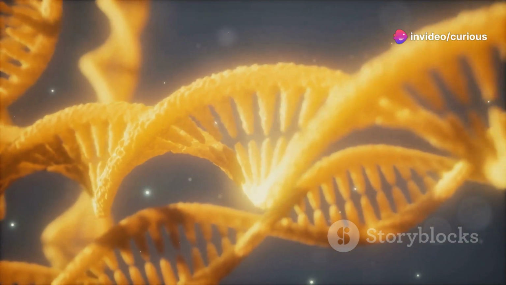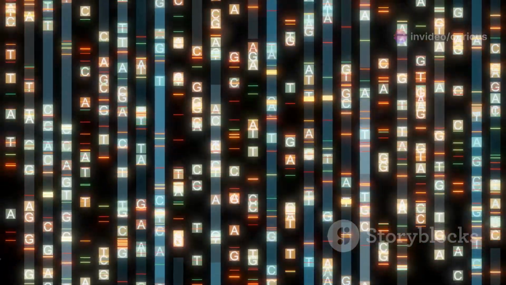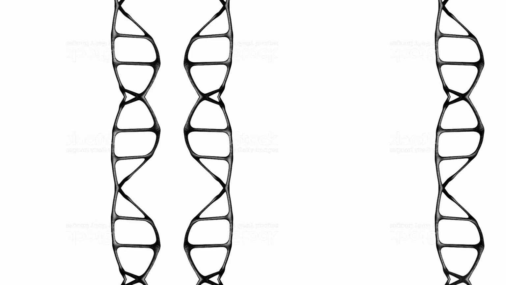Adenine pairs with thymine and cytosine pairs with guanine. The sequence of these bases encodes genetic information. This sequence is critical during replication.